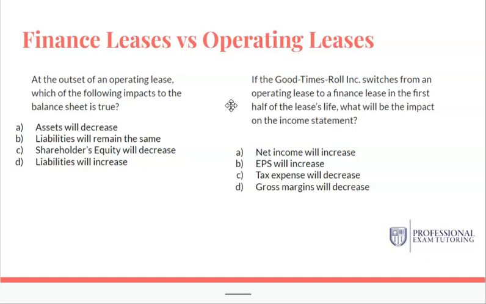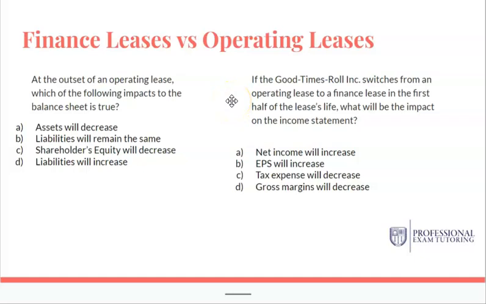One thing to know right off the bat, remember the difference between operating leases versus finance leases when it pertains to the income statement: on the finance lease, there's an interest expense component, whereas the operating lease does not have an interest expense component, just an amortization expense component. So what we know for sure is that there is a slight difference on the income statement.